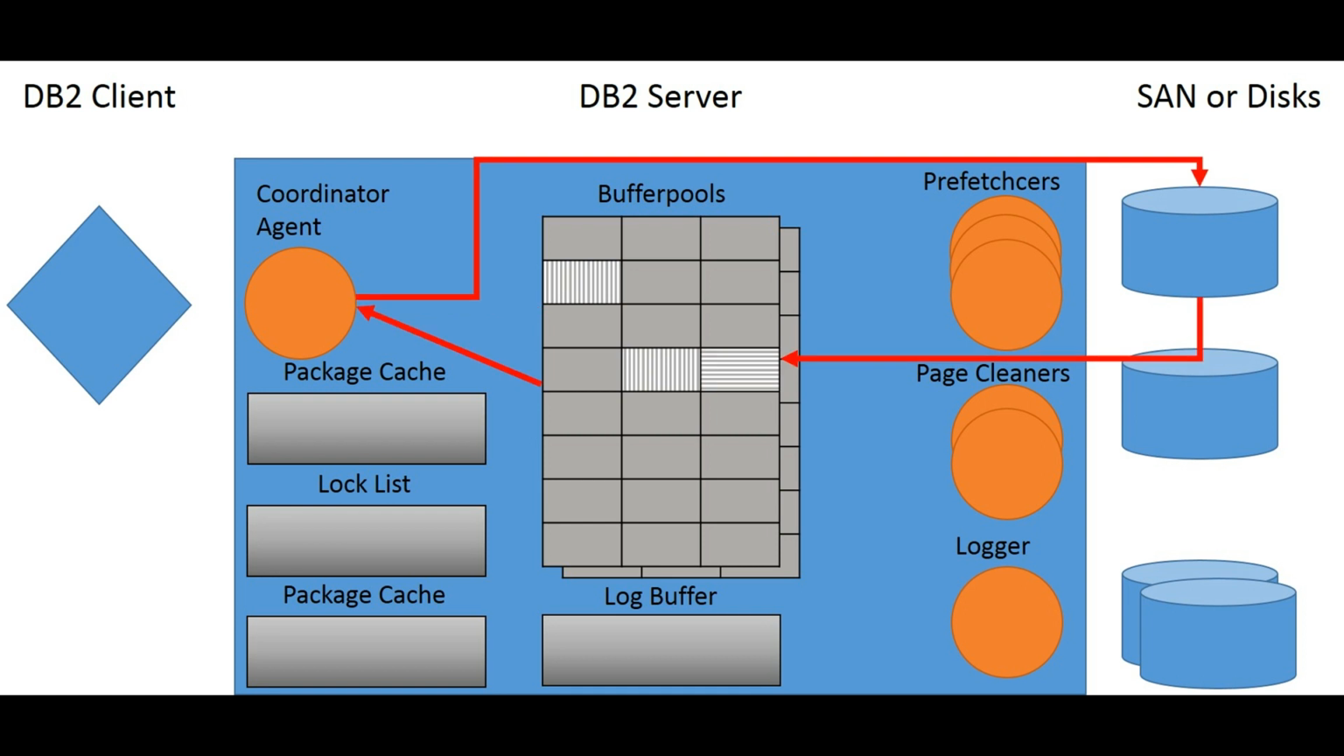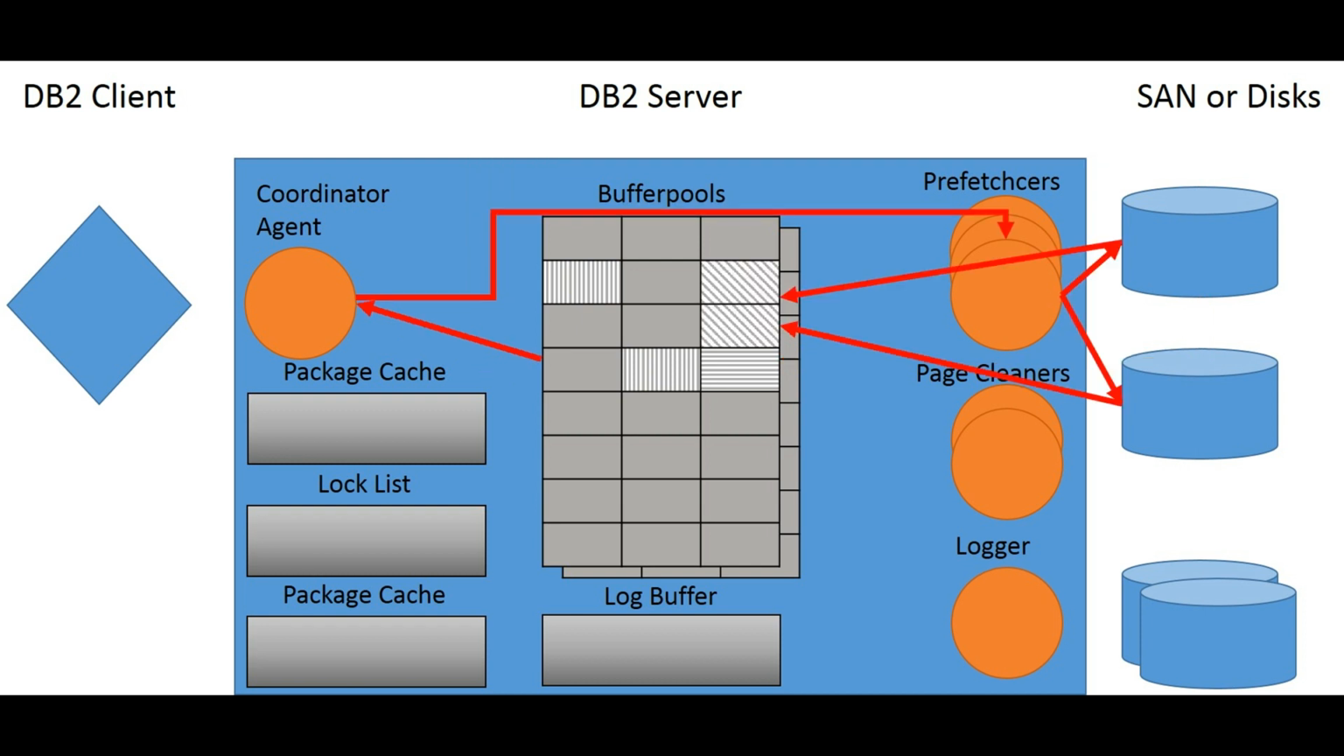If the extents needed are not in the buffer pools, then the coordinator agent must go directly to disk and read the extents it needs into the buffer pool from disk. This is much slower than simply reading data from the buffer pools, as the coordinator agent must wait for the data to be read from disk. Disk caching may make this access faster.